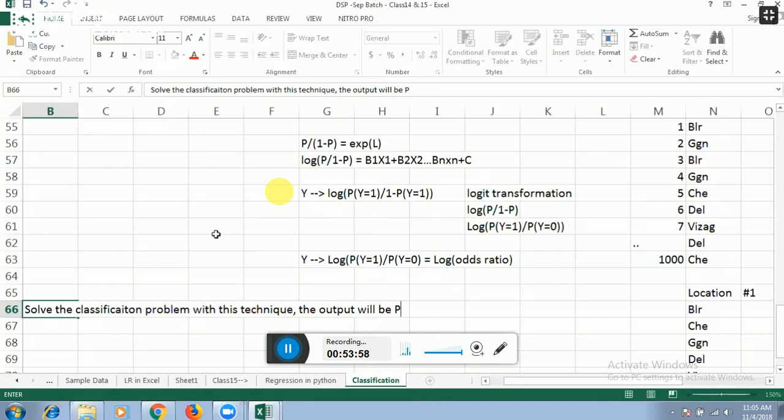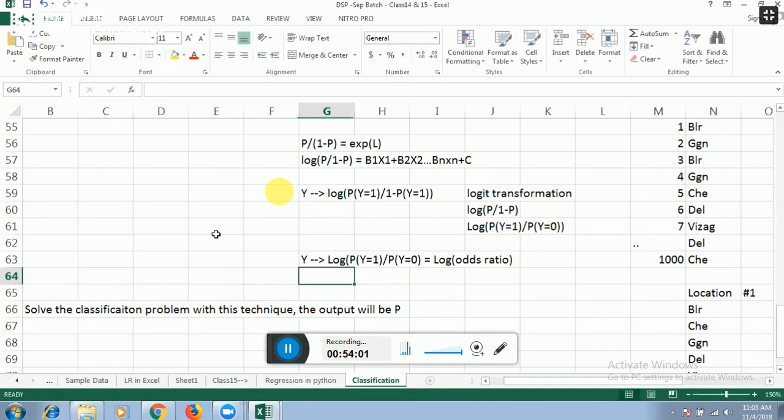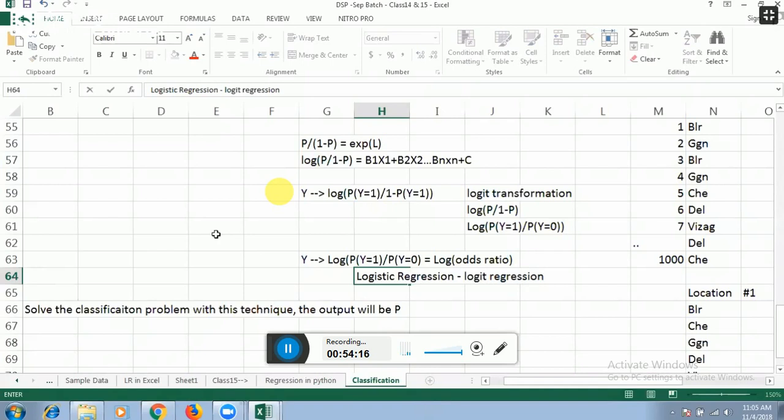And since we are applying this transformation called log odds, we call it a logit transformation. And since we are using the logit transformation, we call it logistic regression. Or sometimes people also call it logit regression. Right? So what does that mean? Y is transformed into logit of y, which is the same as log of P by 1 minus P. Then you will apply your linear regression concept to estimate your betas.